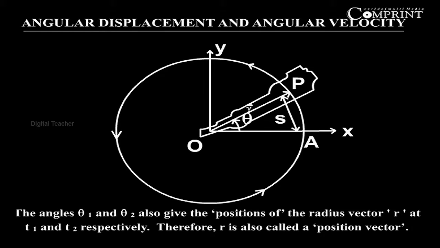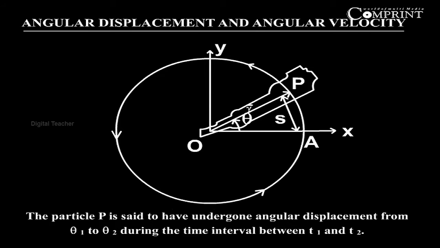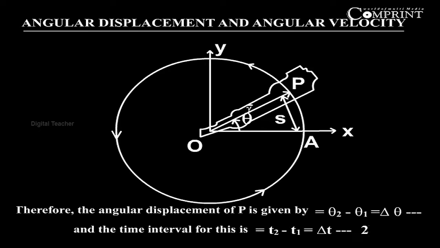The angles theta1 and theta2 also give the positions of the radius vector r at t1 and t2 respectively. Therefore, r is called a position vector. The particle p is said to have undergone angular displacement from theta1 to theta2 during the time interval between t1 and t2. Therefore, the angular displacement of p is given by theta2 minus theta1 is equal to del theta, and the time interval for this is t2 minus t1 is equal to del t.